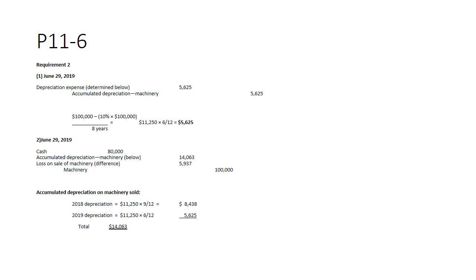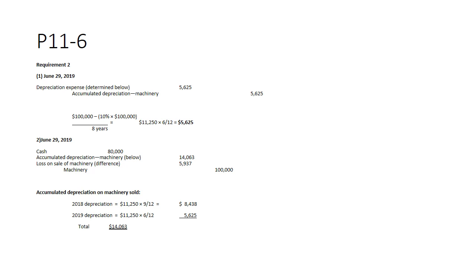So if we take cost minus the accumulated depreciation of $14,063, $85,937 is the book value. Well, we sold it for $80,000, book value is $85,937, so this resulted in a loss of $5,937.